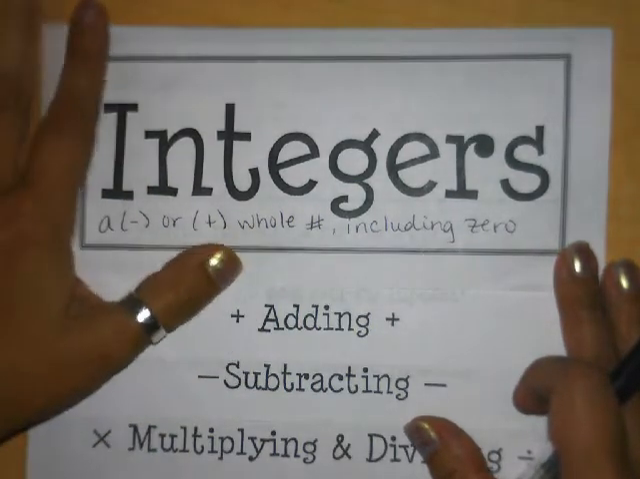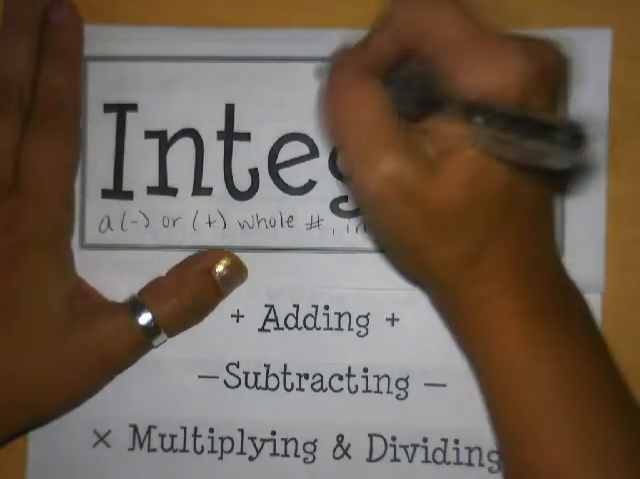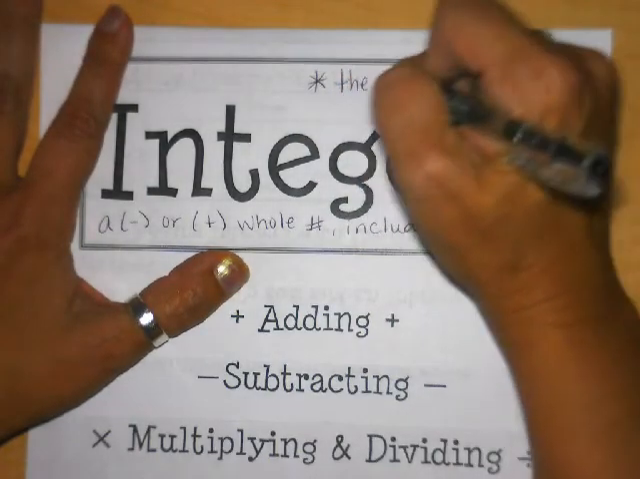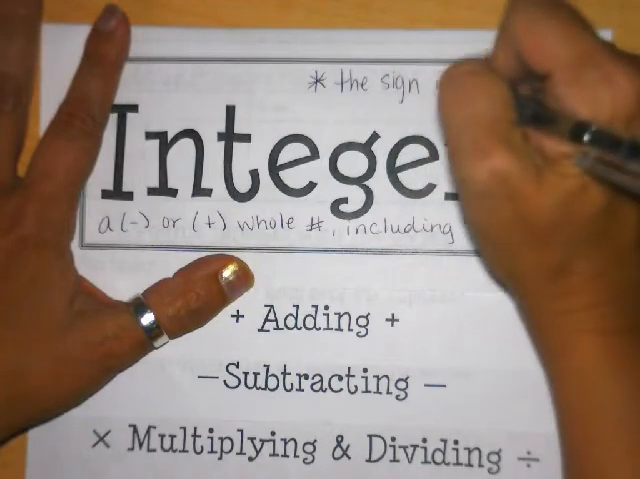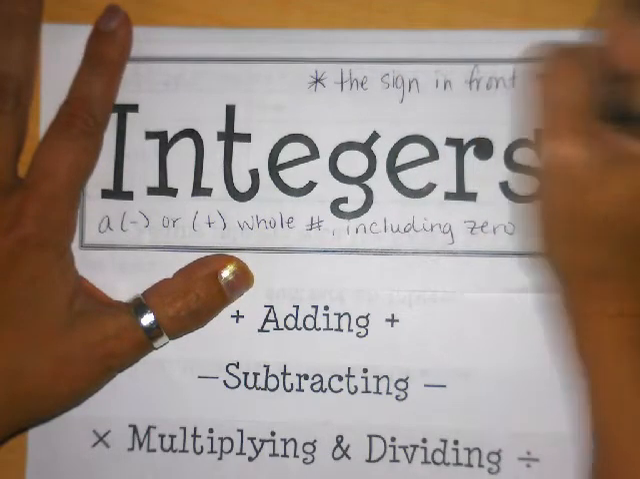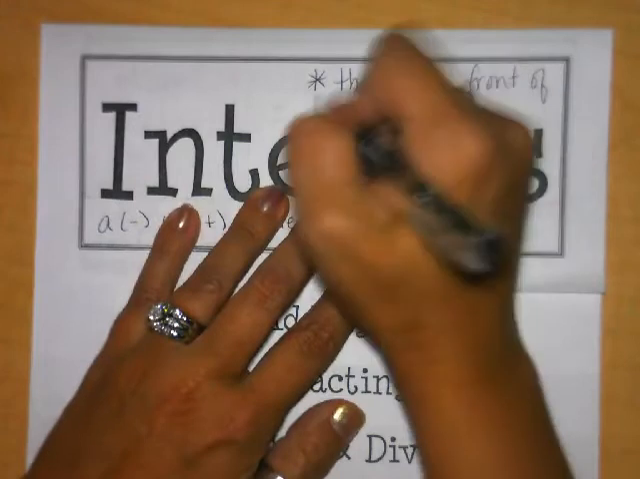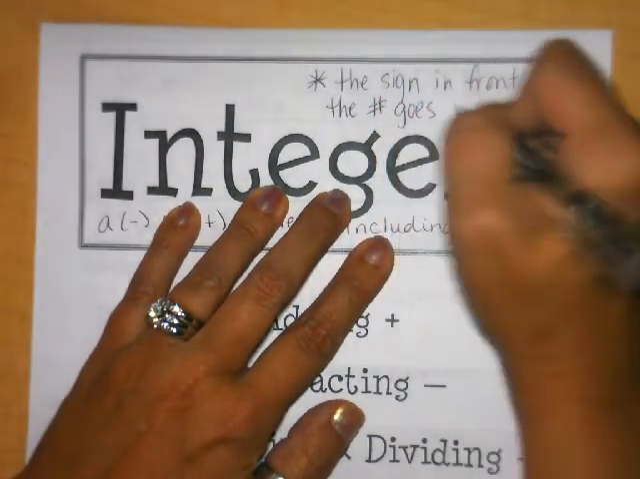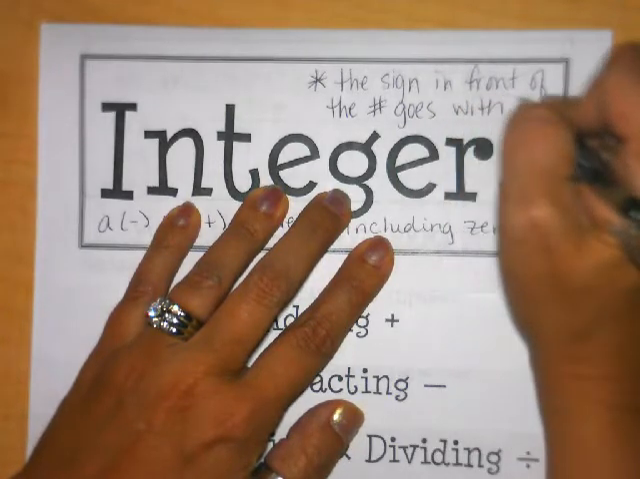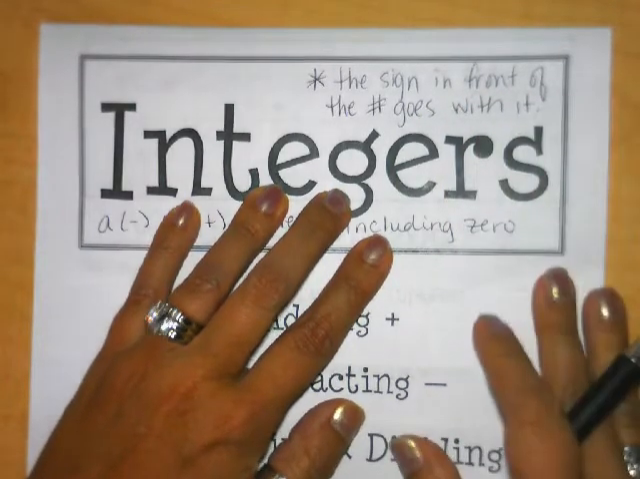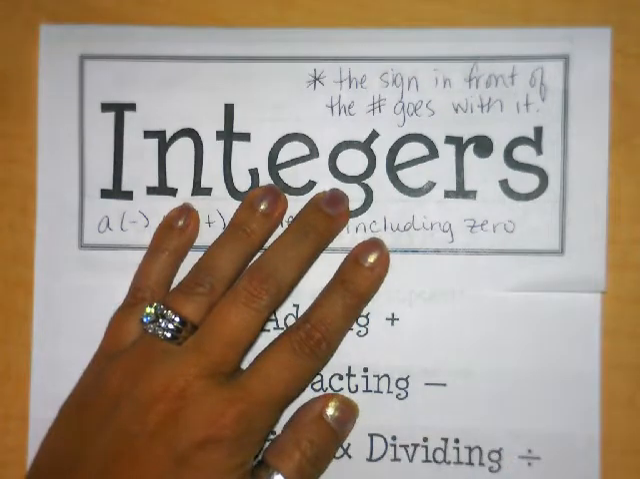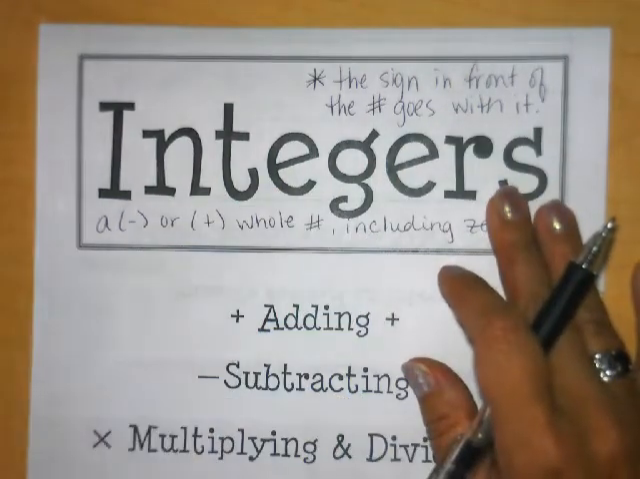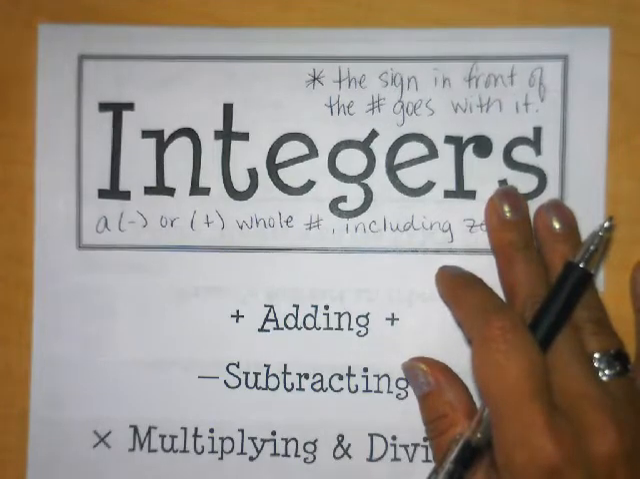The other thing to remember about integers, and we're going to be drawing lots and lots of circles to show this, is the sign in front of the number goes with it. So we wrote down, if we had a loss, it was a negative 30 or whatever, so that negative goes with the 30. So that's going to be important when we start doing operations.